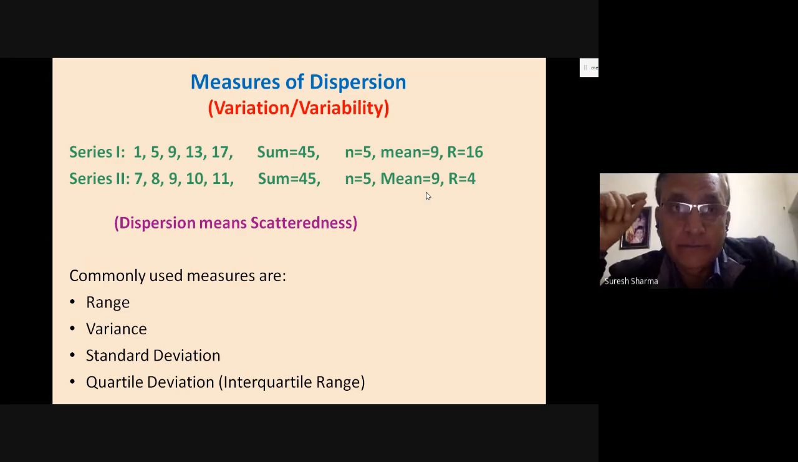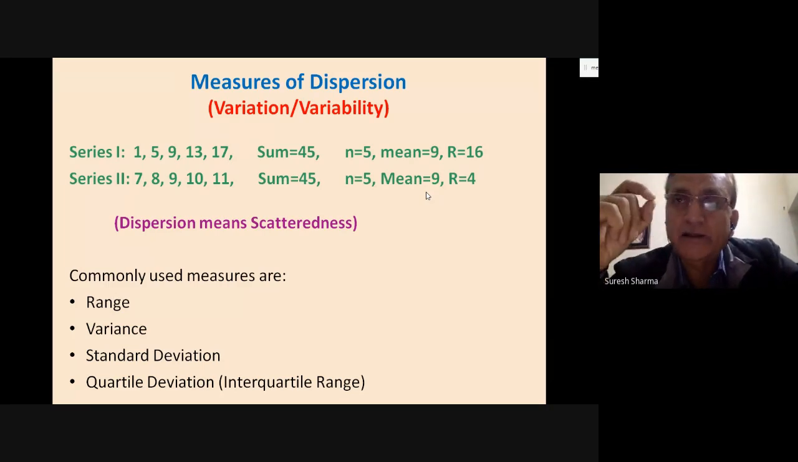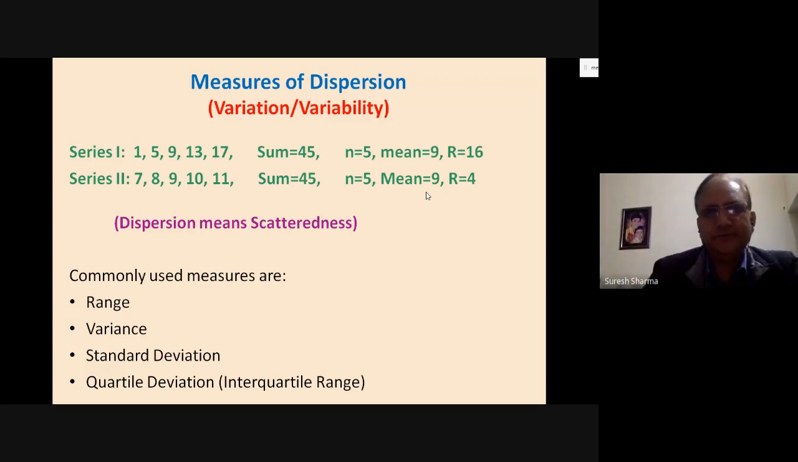What does this mean? This means that the mean is not describing your data completely. There is something missing, right? Two series can have the same mean. There is something missing, and that missing part is called dispersion, or the variation, or the variability.